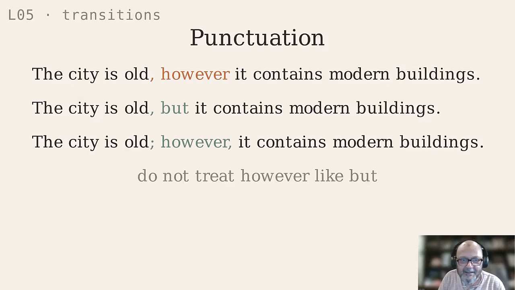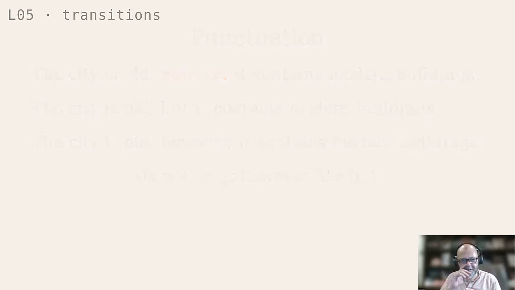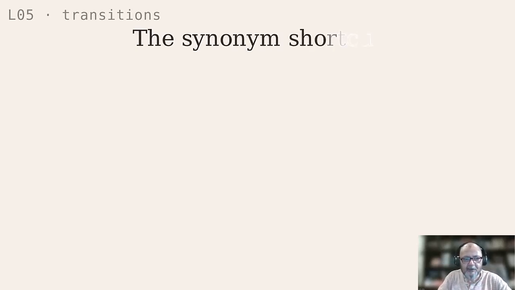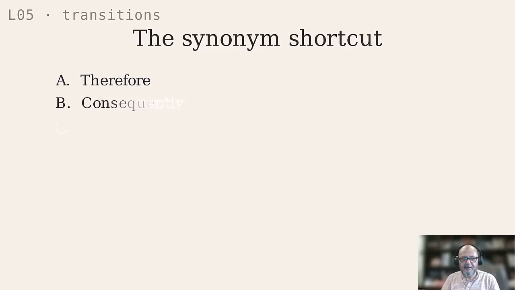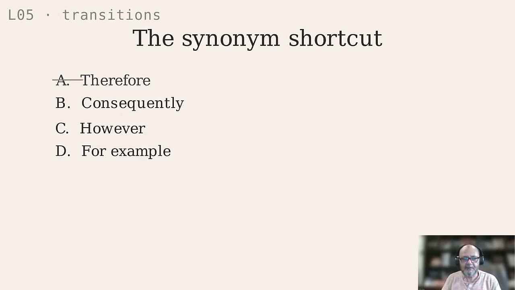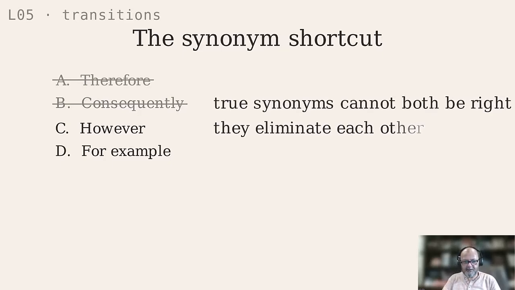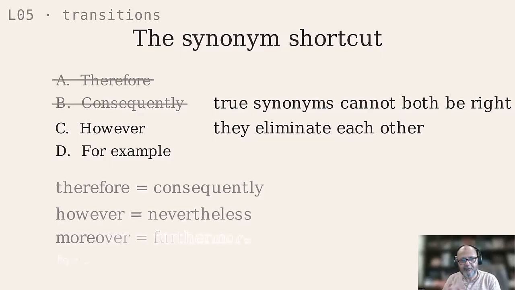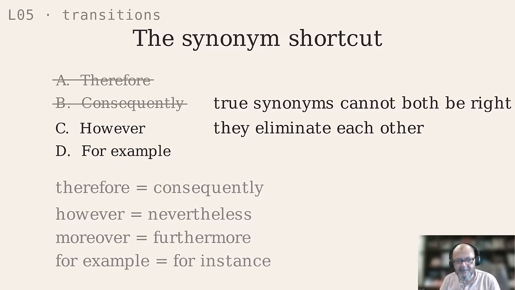Okay. All right, now let us discuss one of the fastest elimination strategies, right? The synonym shortcut. Suppose the choices are therefore, consequently, however, for example. Therefore and consequently usually perform the same basic job. Both show a result. Can both be correct? No. The SAT gives you only one correct answer. So if two answer choices are true functional synonyms and they fit the sentence in exactly the same way, they usually eliminate each other. This is especially useful with pairs such as therefore and consequently, however and nevertheless, moreover and furthermore, for example and for instance. But use this shortcut carefully, all right?